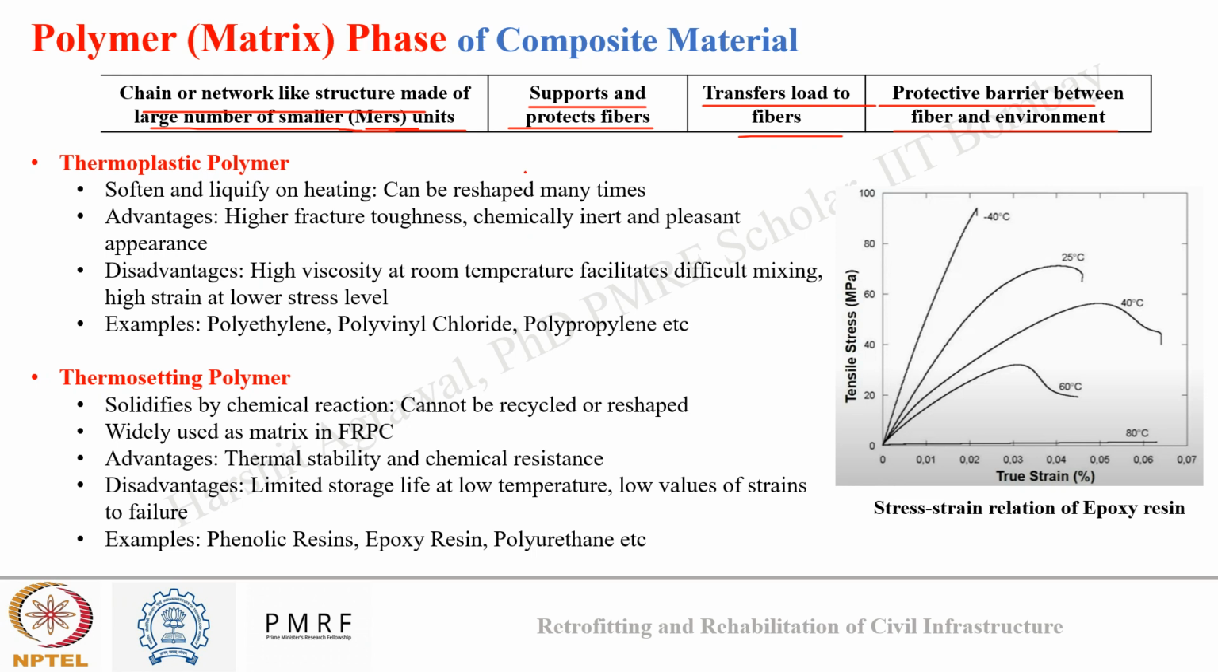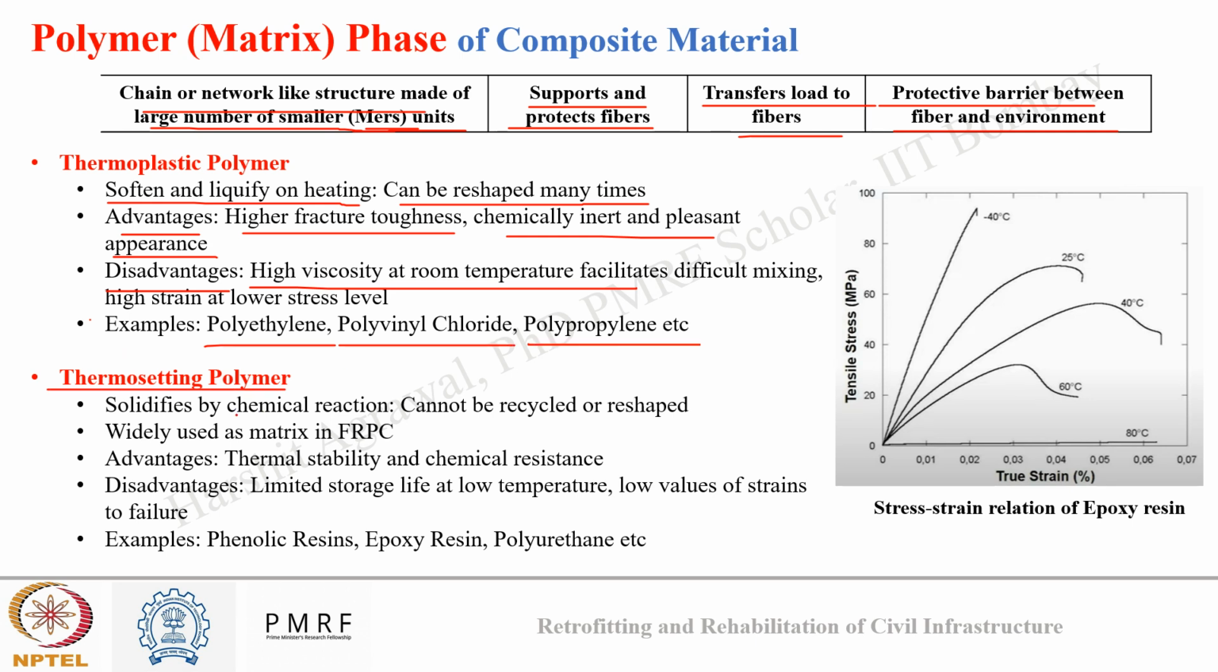So by thermoplastic polymer, I mean the polymers which soften and liquefy on heating and can be reshaped many times. So they offer advantages like high fracture toughness, chemical inertness, and pleasant appearance. While some of the disadvantages of thermoplastic polymers are high viscosity at room temperature, due to which they are difficult in mixing, and their high strain limits. Okay. Examples of thermoplastic polymers are polyethylene, polyvinyl chloride, and polypropylene.